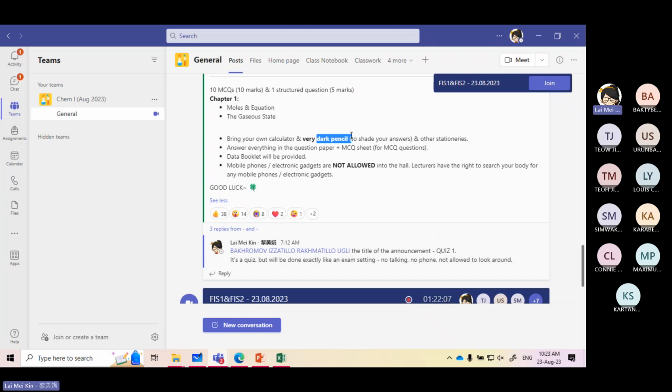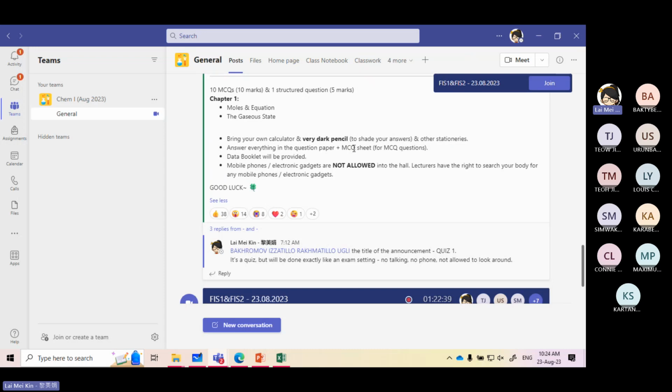If you want to use a mechanical pencil, the one that's very dark, yes, go ahead, because the normal pencil that you need to sharpen normally is not very dark. And other stationery, for example, you need ruler, you need pen, please bring it. Your structured question, please use pen to answer. Answer everything in the question paper, and the MCQ sheet is for you to shade your answer.